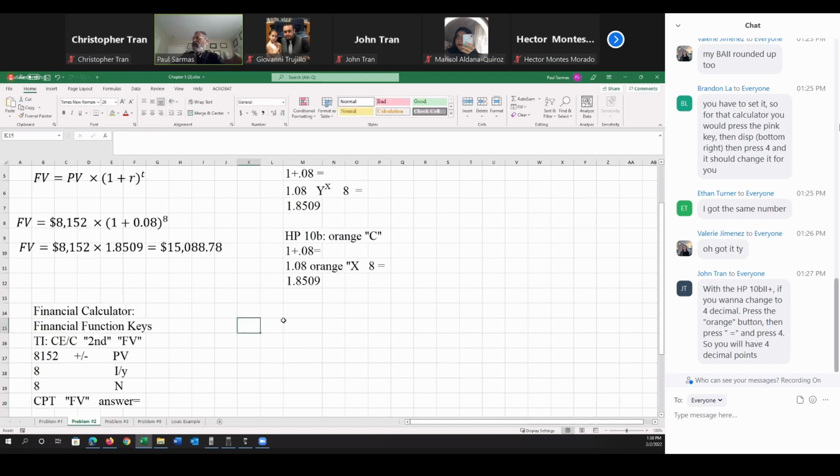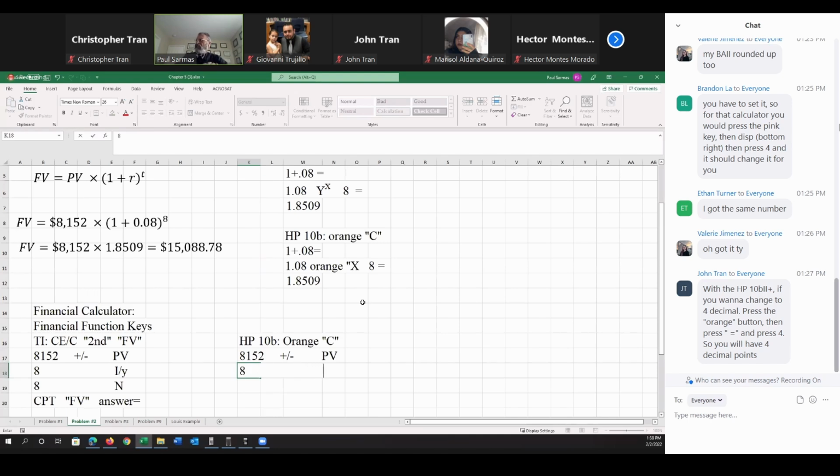But before I do that, let me also show you the HP 10B, which you use the orange key and C key. And you will do 8152, plus minus, present value.